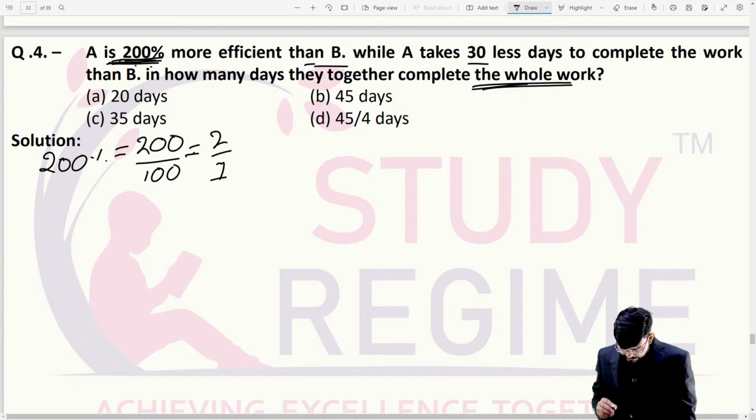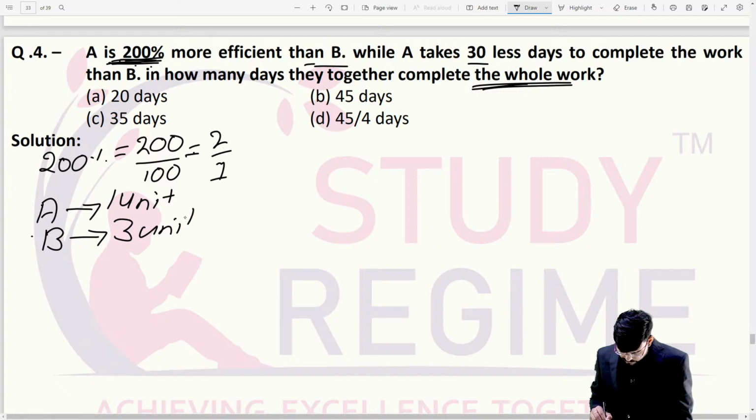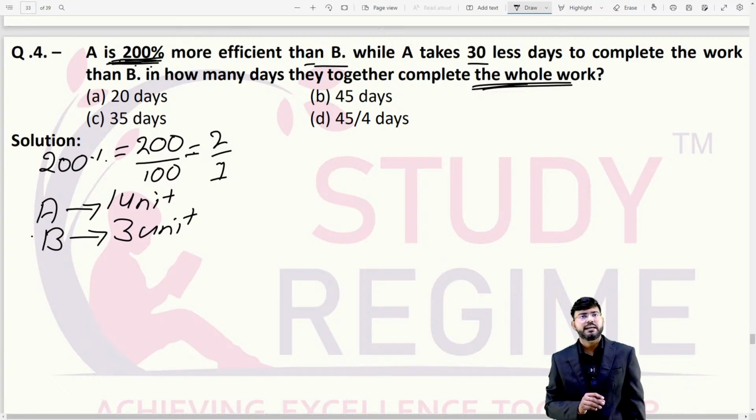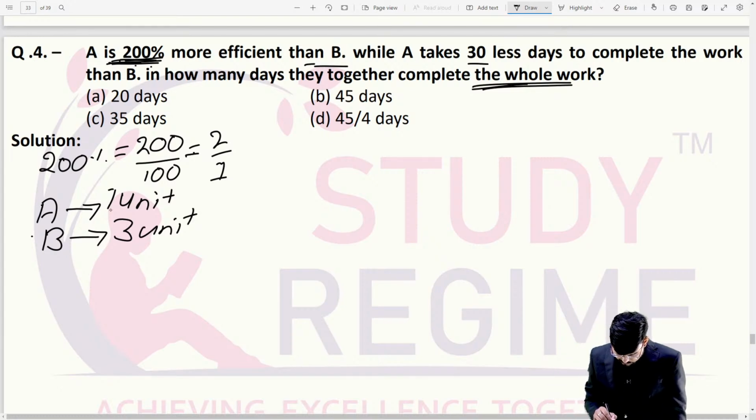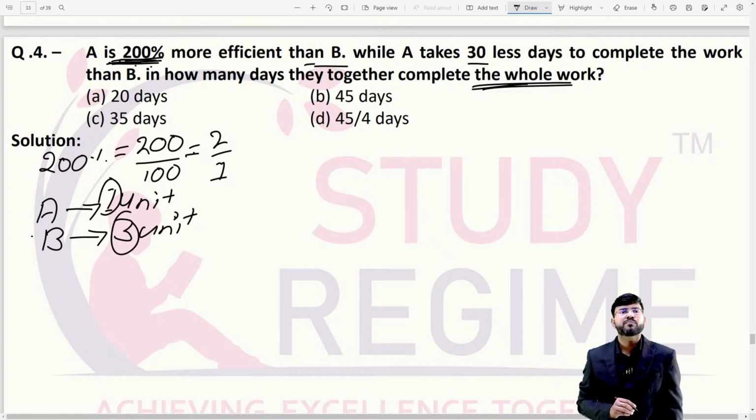Now, A is 200% more efficient than B. Suppose A is doing 1 unit of work, then B will do how many units of work? 3 units of work. Clear? You just add the numerator to the denominator. If A is doing 1 unit of work, then B will do 3 units of work.